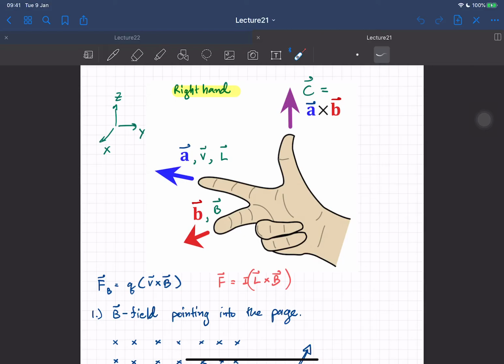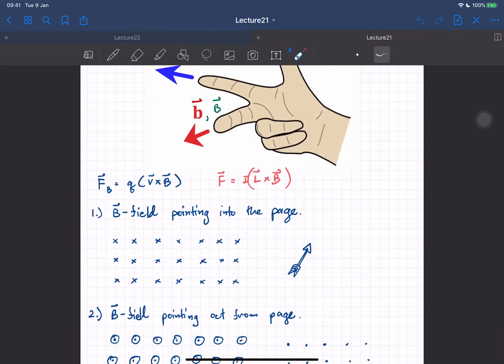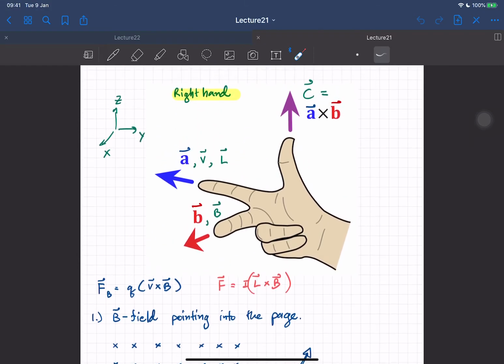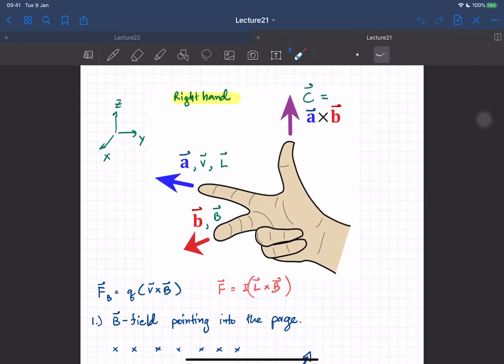Okay, and that's going to be the same as the case where we have not a particle moving but a wire which carries a current. In this case, your index finger will be the direction of the current along the wire, the middle finger will be the magnetic field, and your thumb will be the force. If you are not familiar with this, it requires some practice. But once you get it, I don't think there's any problem.